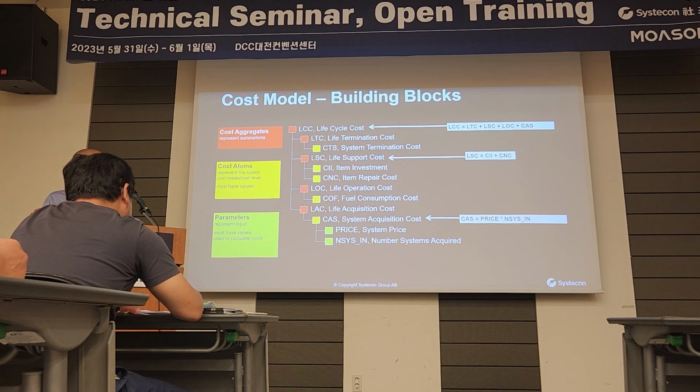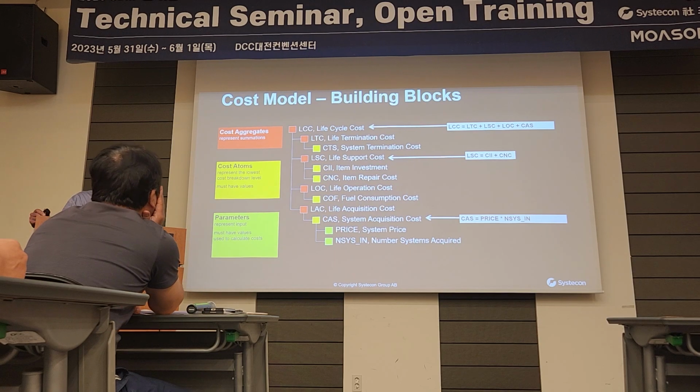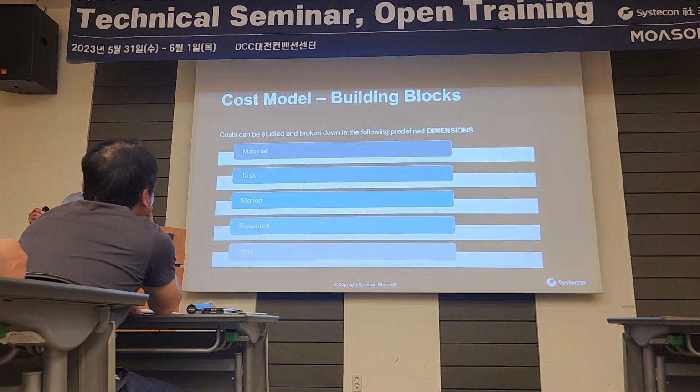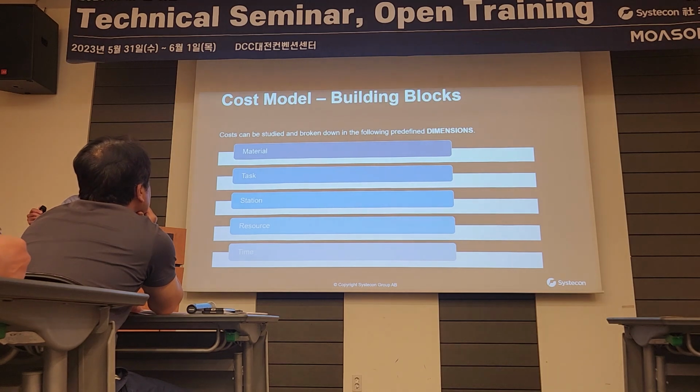Now, one thing that is built into CATLOC and makes it suitable for LCC in the logistics support domain is that it's equipped with the following predefined dimensions. One of the strong features of CATLOC is that it's possible to define a cost in different dimensions and to study the cost across these dimensions.